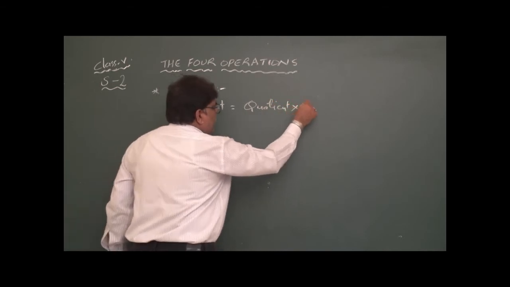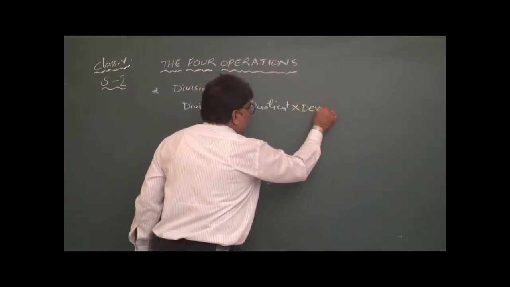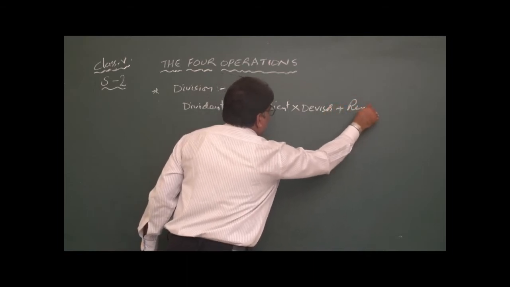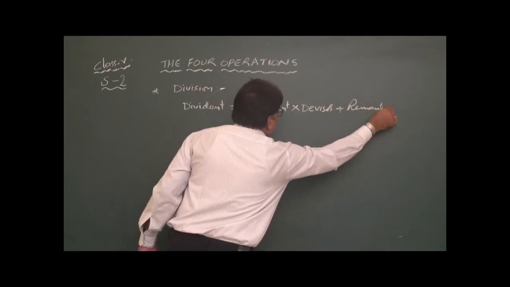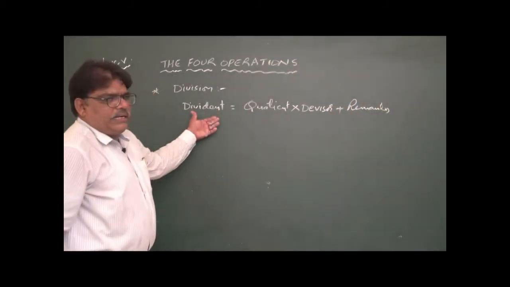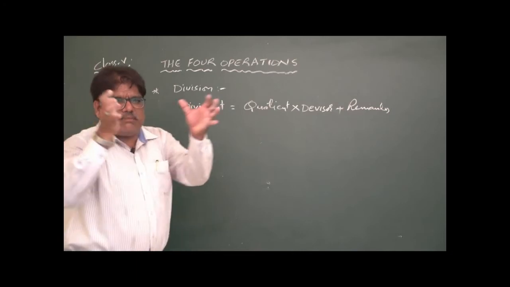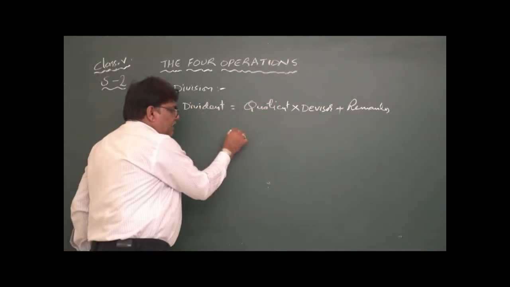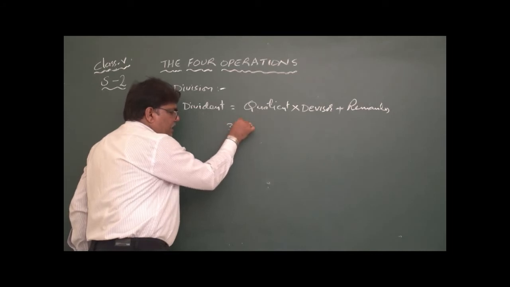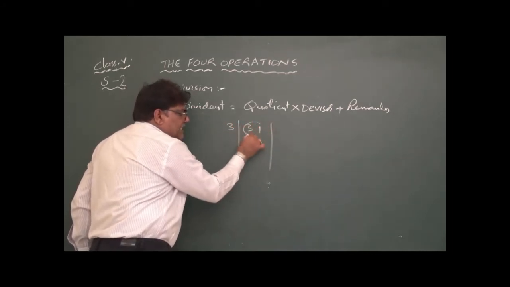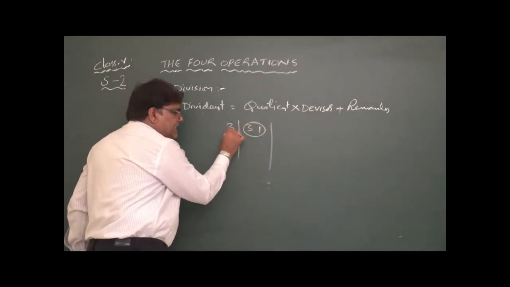Quotient into divisor plus remainder. It is called the division rule. Dividend is whatever you are dividing, the bigger number. For example, I am taking 31 divided by 3. So this is the dividend, and this is the divisor.